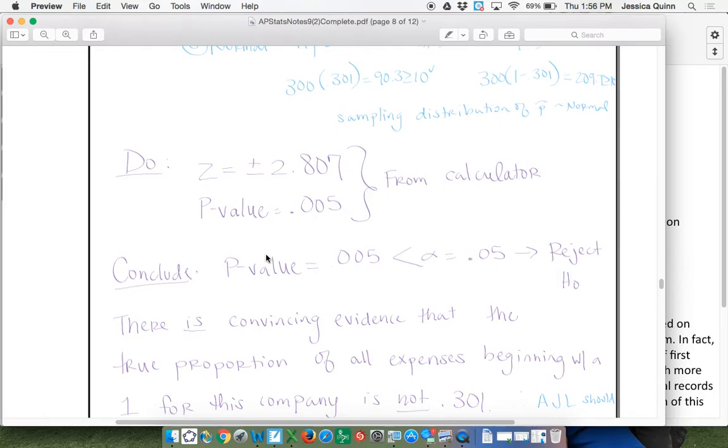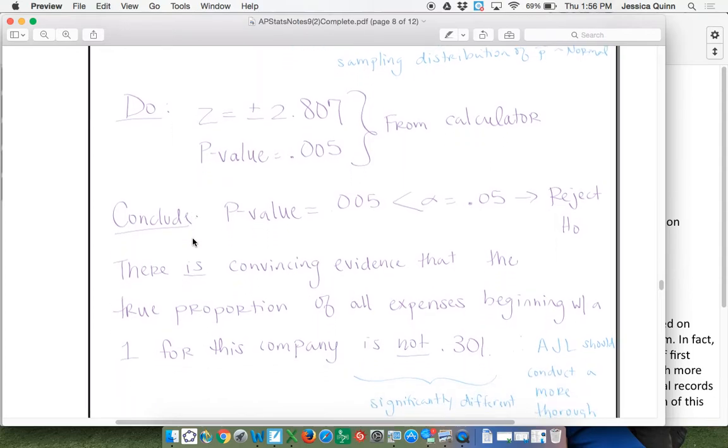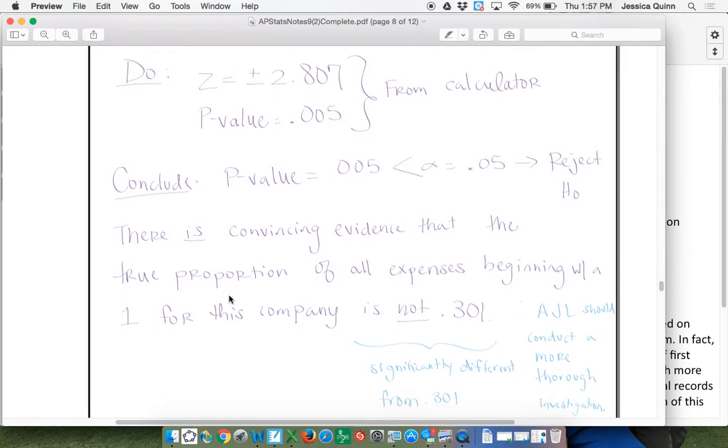So our conclude, remember, the conclude is always going to start off with p-value. In this case, our p-value equals 0.005, and that is less than our alpha, which was 0.05, which means we are going to reject the null. And what that means is, there is convincing evidence that the true proportion of all expenses beginning with a 1 for this company is not 0.301. So it's different enough from 0.301 that it's statistically significant.